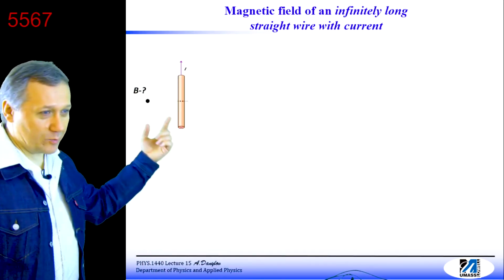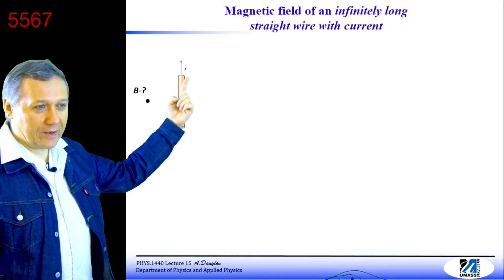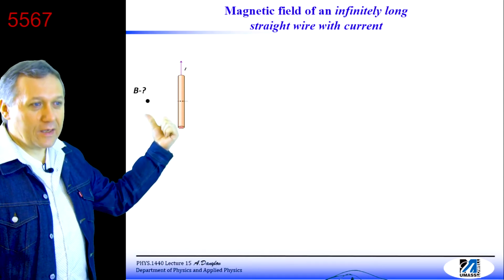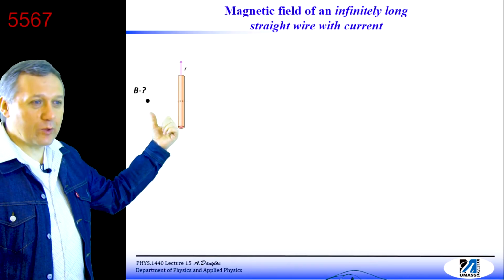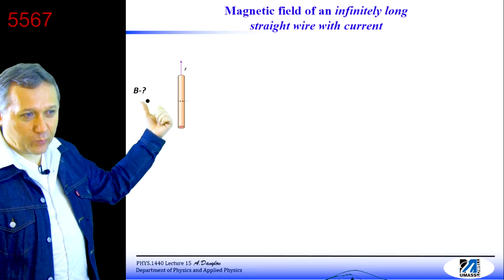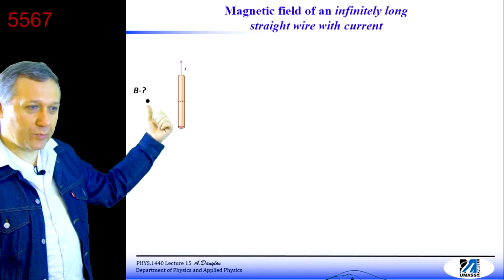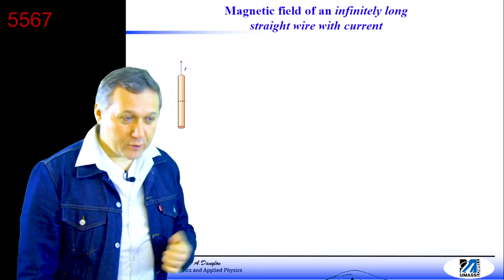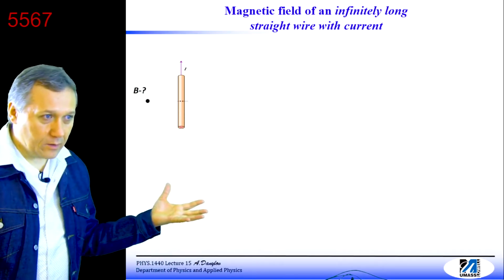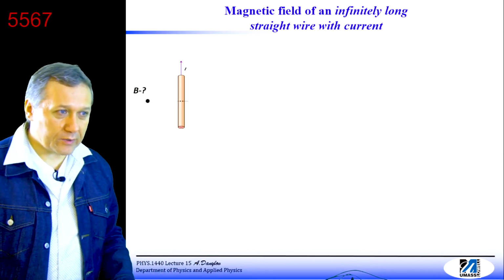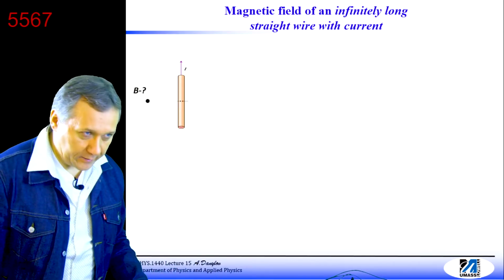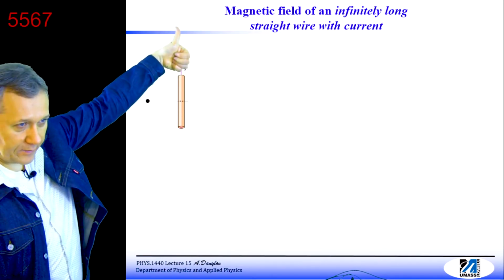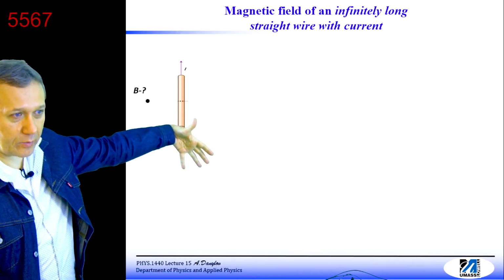So, that's what I said. We have a very long straight wire with current. Let's say we want to find the magnetic field at this point, a completely arbitrary point, at a distance d from the wire. How can that be done? You grab the Biot-Savart law and integrate it from that infinity to that infinity, because it's an infinitely long straight wire.